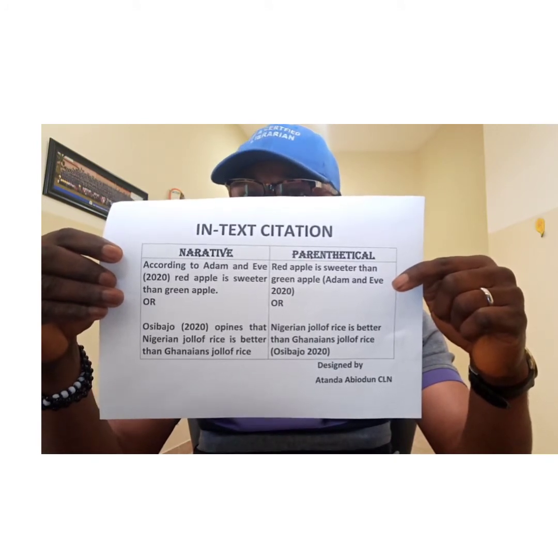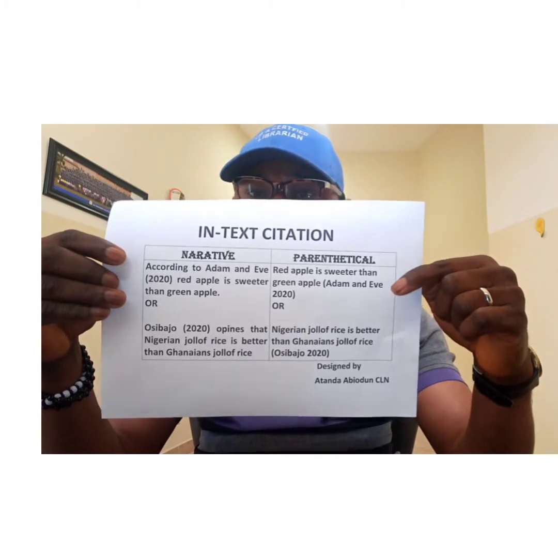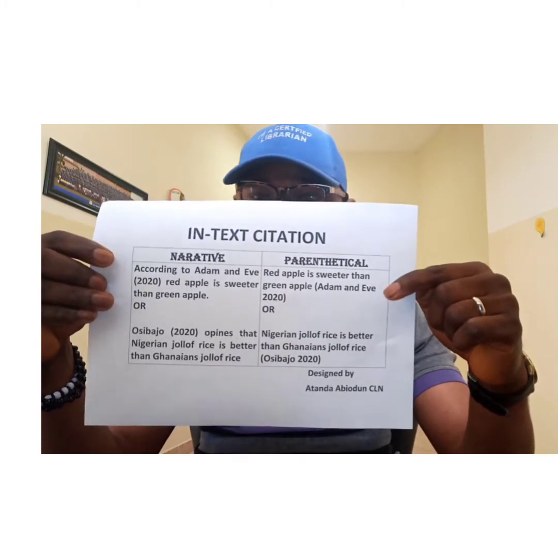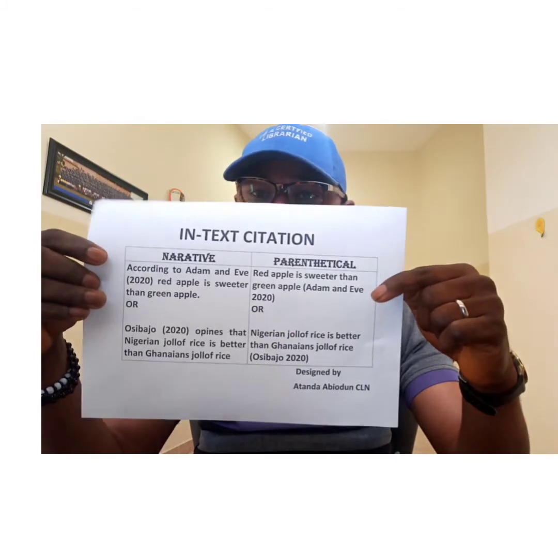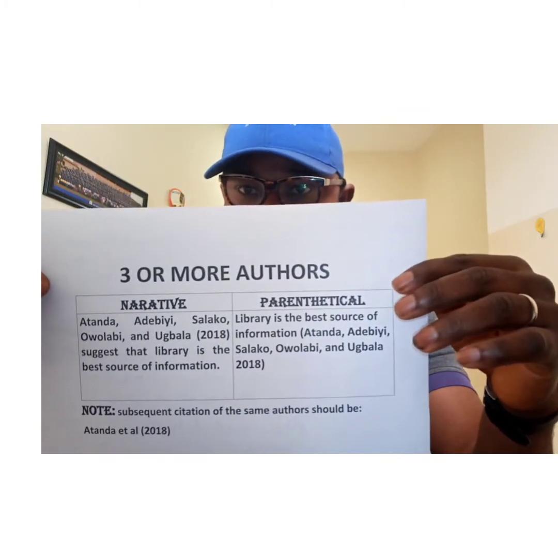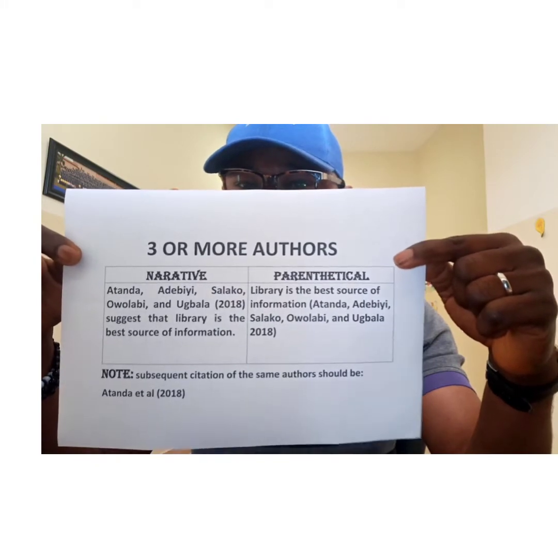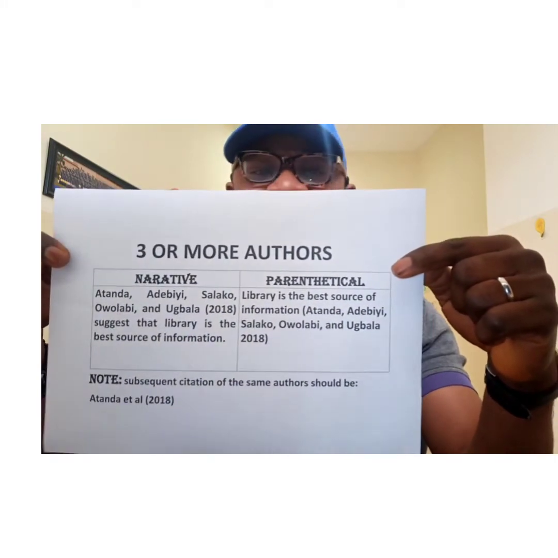Parenthetical referencing or citation is always separated with parentheses, with brackets, while narrative is always embedded in the sentence. This is an example of one or two authors. Okay? Now, the second one we'll be considering is three or more authors, a situation where you have three or more people that have written a particular book that you want to cite.